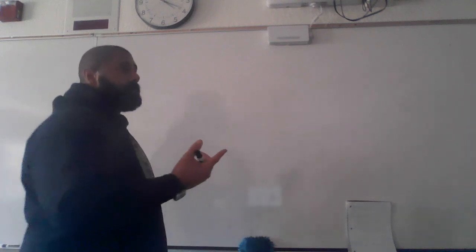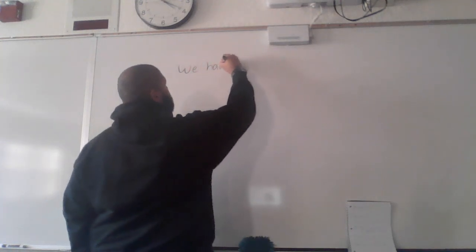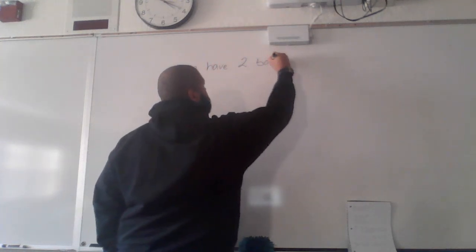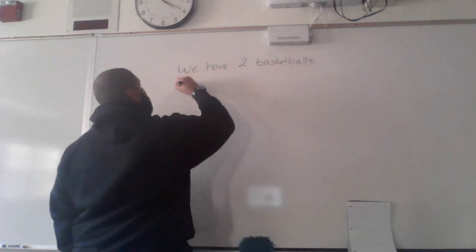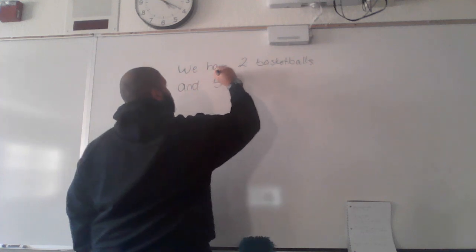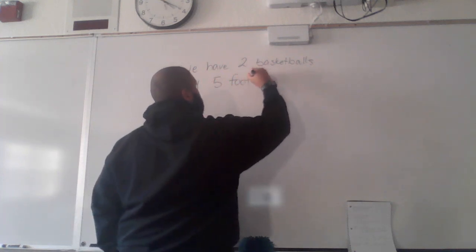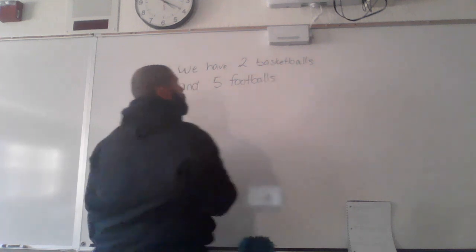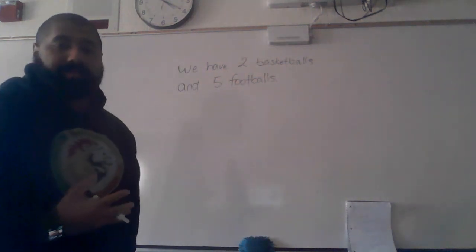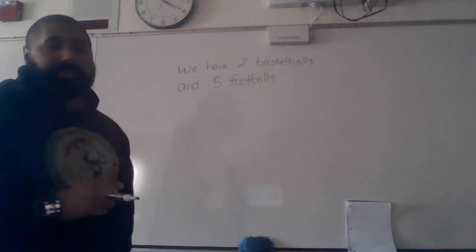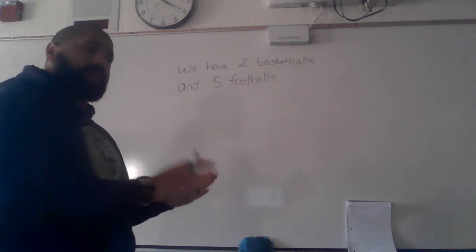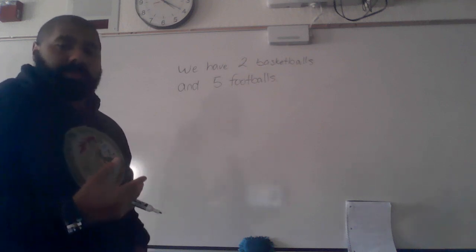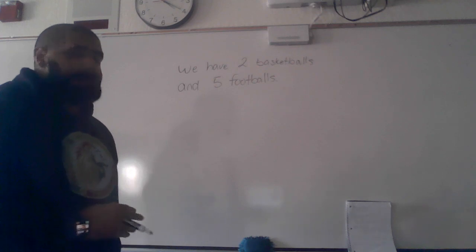Okay, so the first problem is going to be we have two basketballs and five footballs, right? Okay, how do we write this out as a ratio? The first thing that we have to do is pull what numbers we have, right? We can either just write the numbers to the side or maybe we can use a visual. For this example, we're going to do a little bit of both, okay?